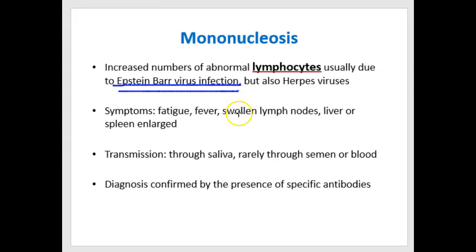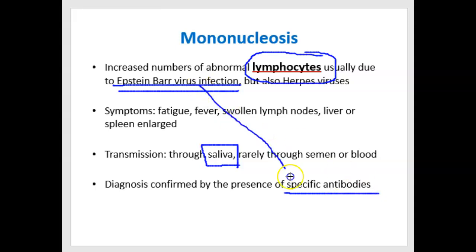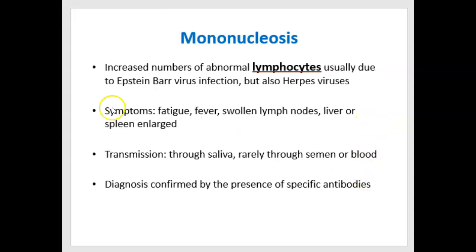And the virus itself is transmitted through saliva. It can be transmitted through blood or semen, but that's not as common. It's usually saliva, which is why it's called the kissing disease. Diagnosis of mononucleosis is confirmed not by the increased number of lymphocytes, but instead by the presence of antibodies that are specific against that virus. So that's our last disorder for leukocytes and the end of the leukocyte lecture.